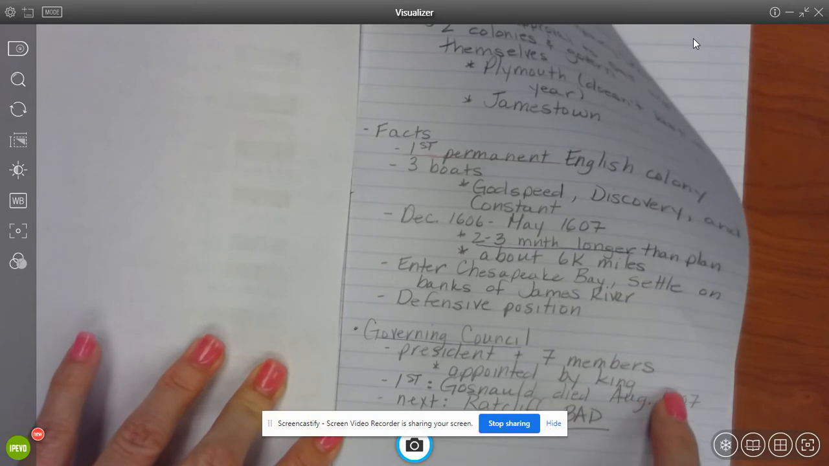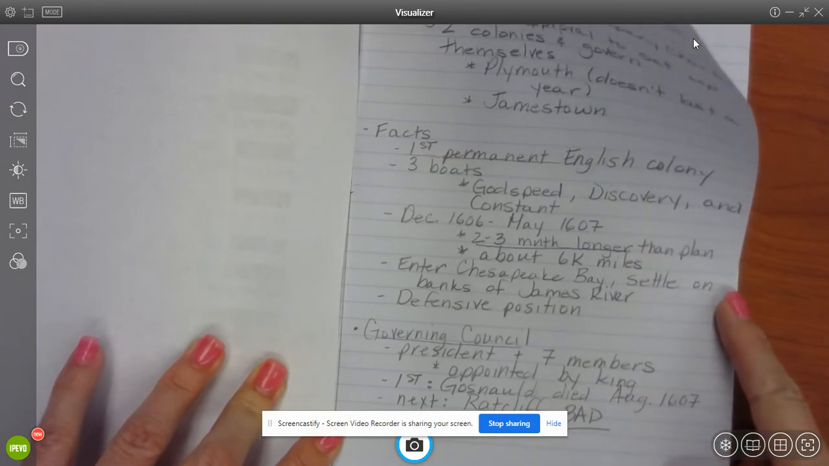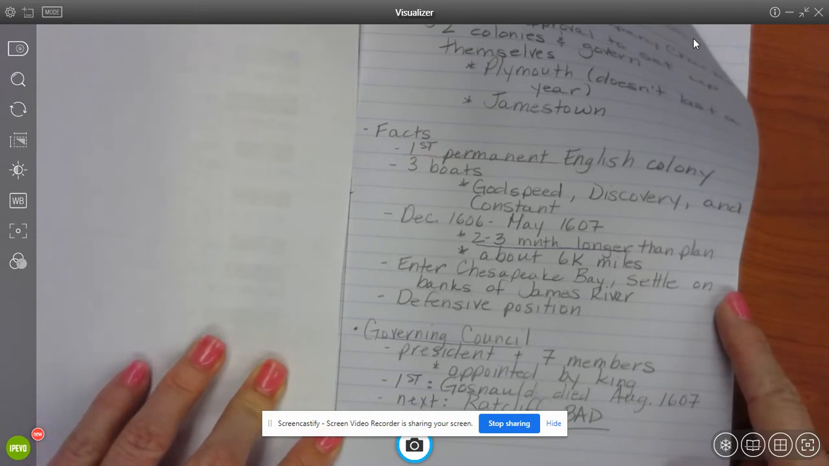Again, they are not complete sentences. They're just little blurbs. I know what I'm talking about, and you should too when you're doing these notes. So don't waste all your energy on doing complete sentences.